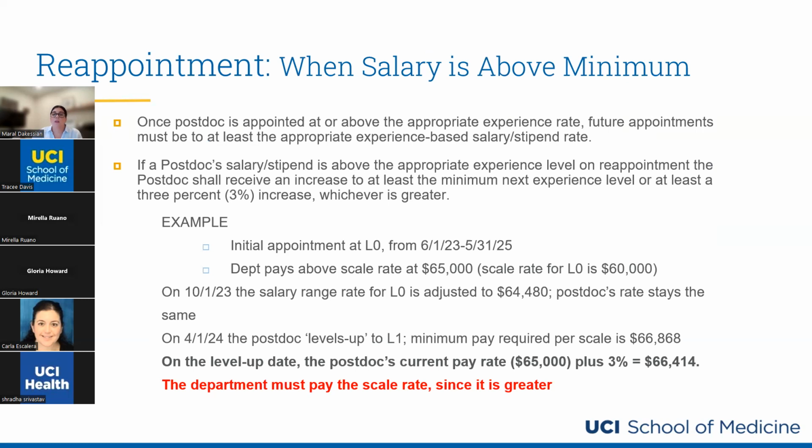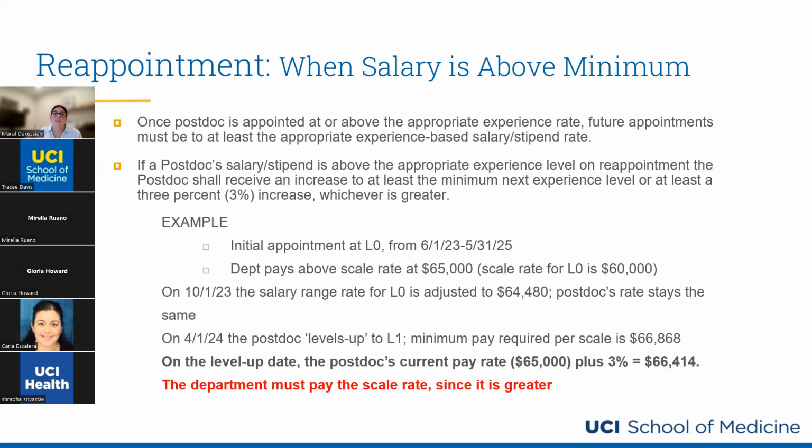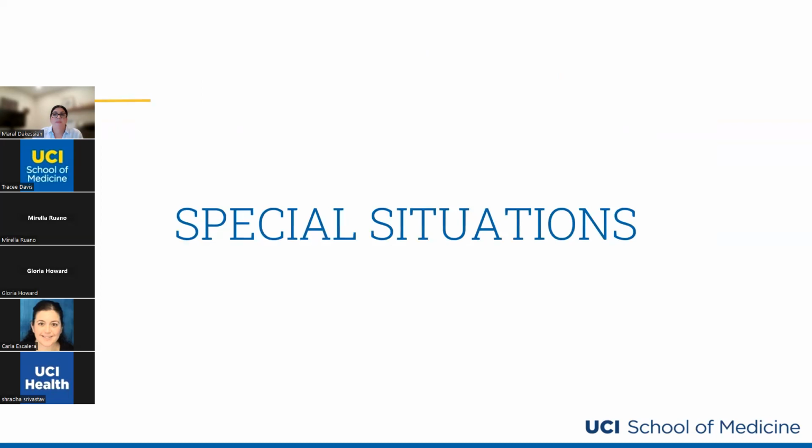I mentioned this before, but I'll say it again. When your department pays above the minimum salary, so let's say you hire somebody at level 0, and the minimum pay rate is 60,000, but the department wants to pay them 65,000, let's say. When that happens, every time they level up, we are obligated to give them at least 3% over their pay rate, or bump them up to the next level, whichever is greater. And I have an example here.